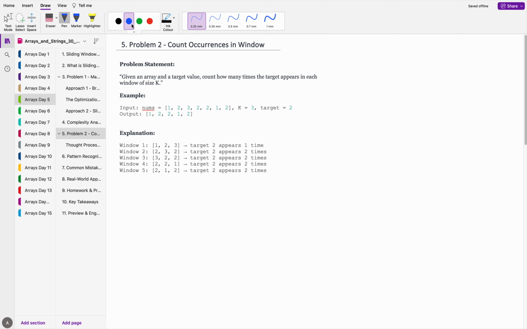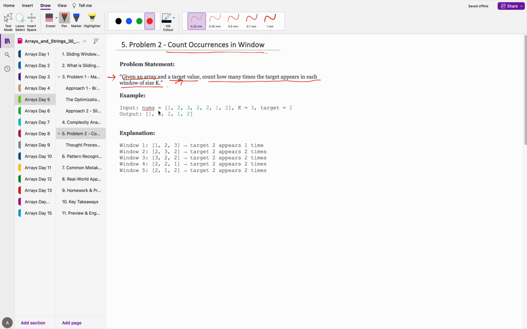What this problem is saying, let's read it. Given an array and a target value, count how many times a target appears in each window of size k. One array is given to you and a target value is also given. Now count how many times a target appears in each window of size k. Means still you need to work with the fixed size window. You just need to check how many occurrences there are of a target value in that particular window. That's why the problem name is count occurrences in window. Okay, I hope this is clear.